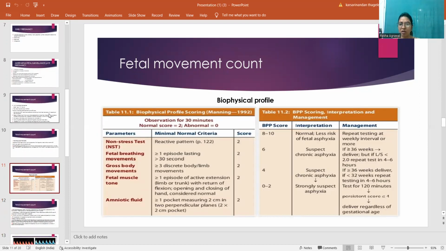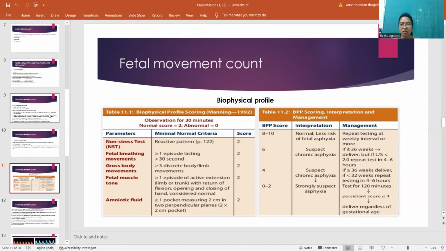Now comes the fetal movement count and the biophysical profile. So this is very important. Observation for 30 minutes we do, and the normal score is 2, abnormal is 0. So what are the parameters in the biophysical profile? They are the non-stress test, fetal breathing movements, gross body movements, fetal muscle tone, and amniotic fluid. You can just imagine a baby, and then you can think about these points very easily. Non-stress test, then fetal breathing movements, how the baby is breathing, then gross body movements, how it is moving, then its muscle tone, and lastly the surrounding.